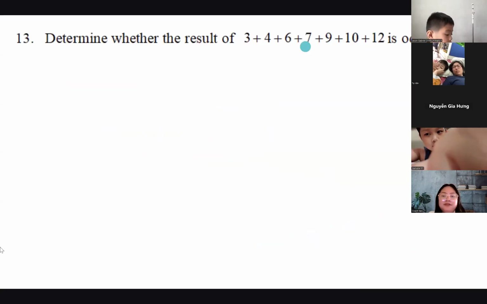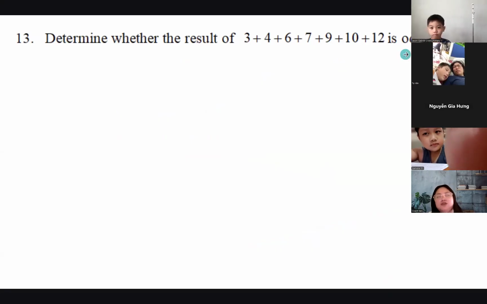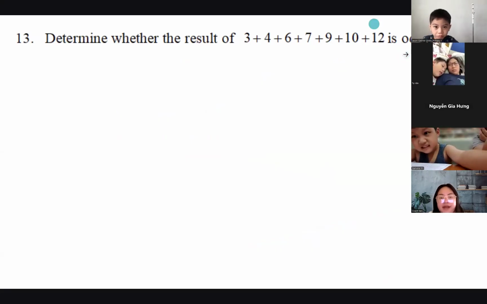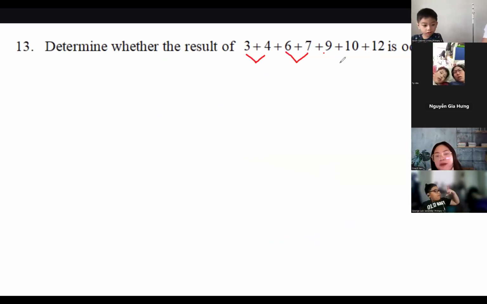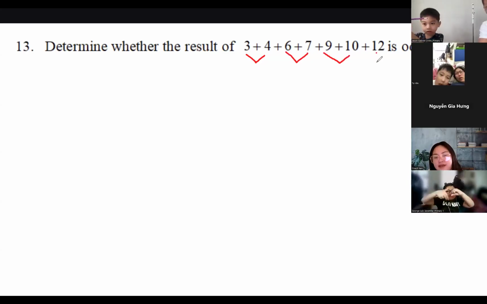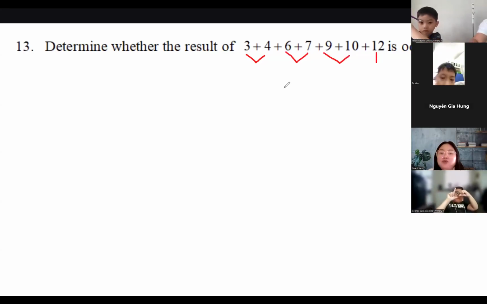Let's do number 3. Determine whether the result of this one is odd or even. So you can just solve this left to right. You can do pairing so that it's easier for you to solve them. So when you do pairing like this, you just add them 2 at a time.